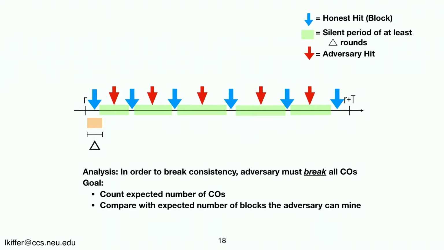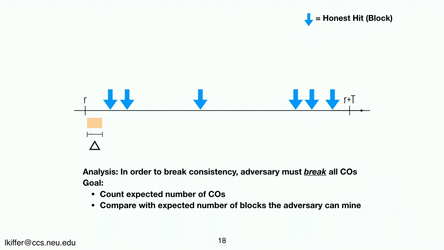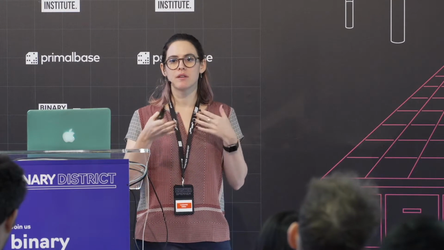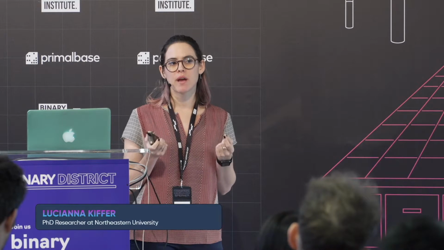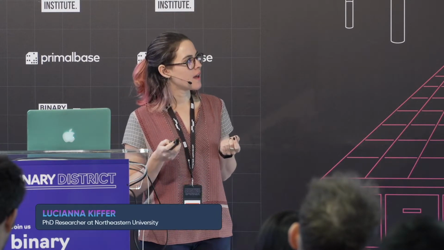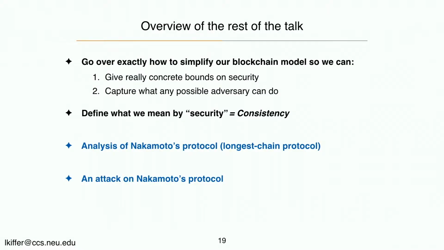What we want to do is count exactly the number of convergence opportunities that we get in T rounds, and then say that the adversary needs at least that many blocks mined in those rounds to be able to break consistency. At the bare minimum, it needs to interfere with every single one of those convergence opportunities. Otherwise, the honest players have at least one chance of converging. When we do this count, we have to keep in mind that blocks may be found at separate intervals, so we need a very specific way of doing this count. So now I'm going into how exactly we do this count for Nakamoto's protocol.